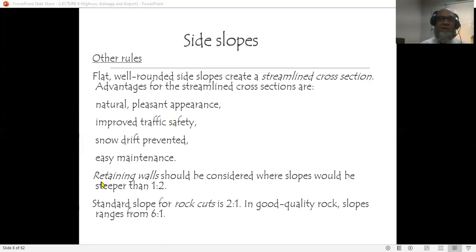There are retaining walls that should be considered where slopes would be steeper than 1:2. So if you cannot provide a slope of 1:3 or 1:4, consider having a retaining wall. The standard slope for rock cuts is 2:1; good quality rock ranges up to 6:1. So sometimes you have to cut the slope, but you have to cut it in this ratio, 2:1.